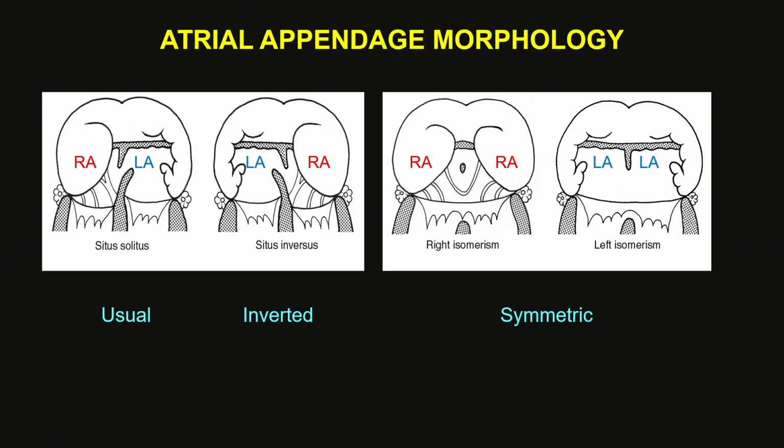It is ambiguous because you have two right atria that go one to the left ventricle and one to the right ventricle. Same thing with left atrial isomerism, where you have two morphologic left atria, but they go on one side to a right or left ventricle.